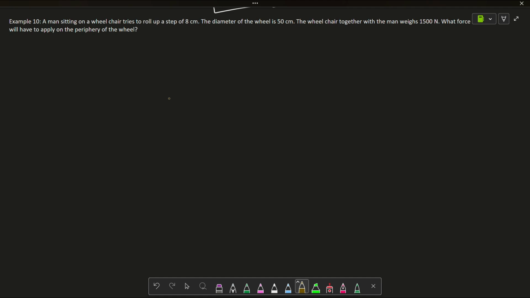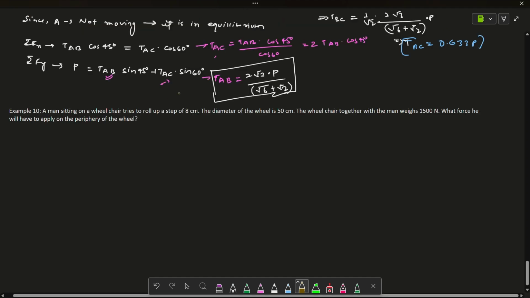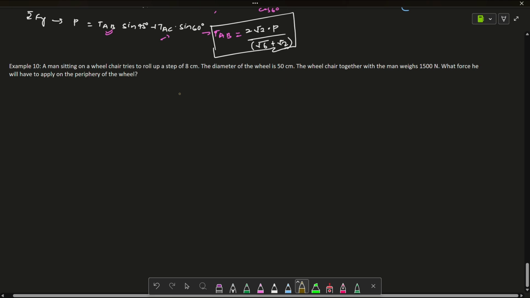This is question number 10. A man sitting on a wheelchair tries to roll up a step of 8 cm. The diameter of the wheel is 50 cm. The wheelchair together with the man weighs 15 Newton. What force will he have to apply on the periphery of the wheel?